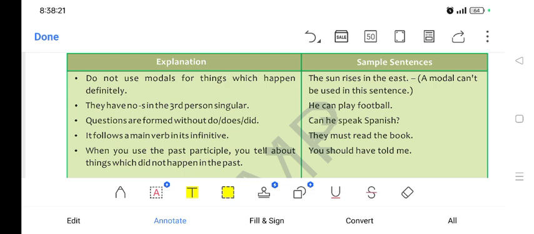We are using the first form of the verb as aforesaid many times. Questions are formed without do, does, did. It follows a main verb in its infinitive. When we use the past participle, you tell about things which did not happen in the past.